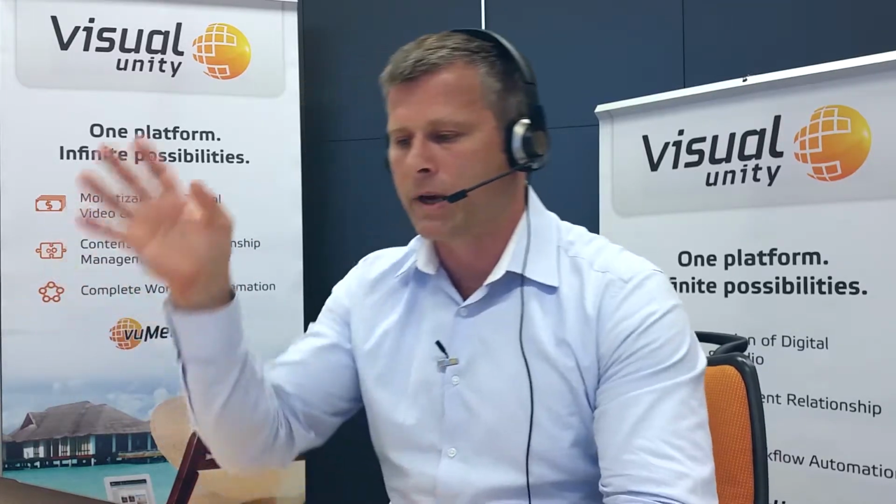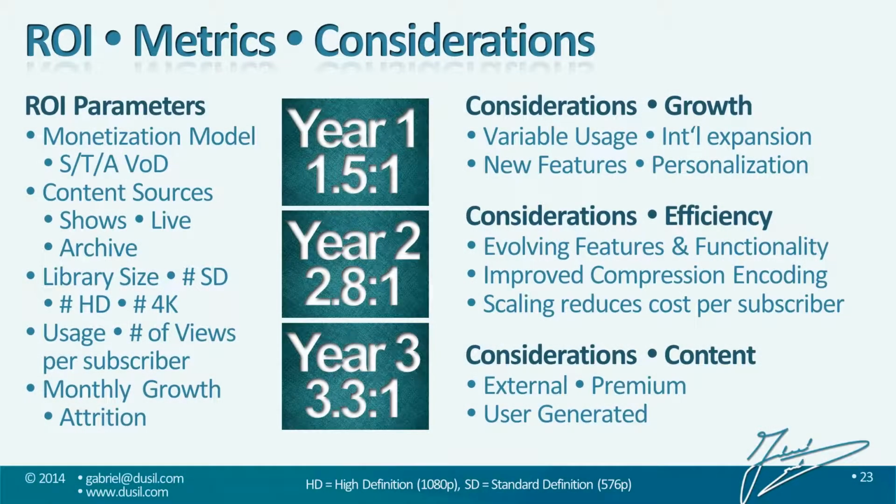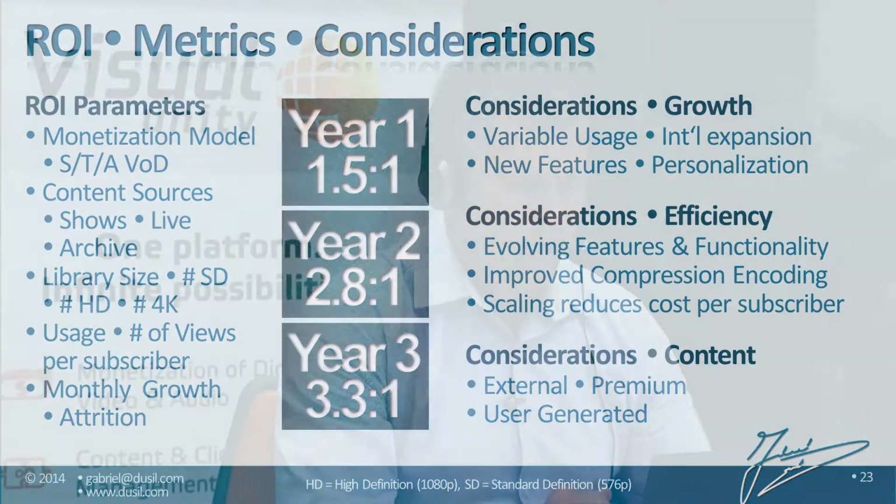Some clients, based on demographic, will use the service differently, and then having a different model built in for each of those different types of users. International expansion also would play a role as the service expands to other countries. And also how different types of content is added. I mentioned the premium content before, but also user-generated content could play a role. And then finally, consideration is efficiency.